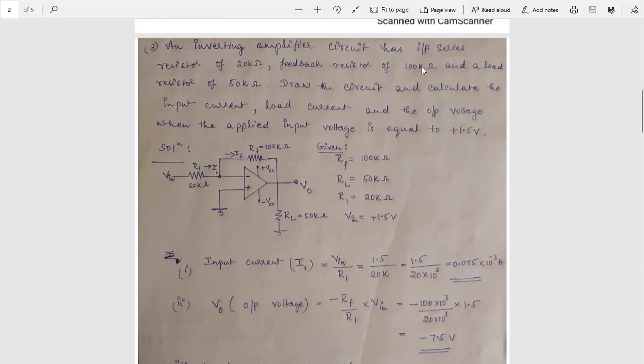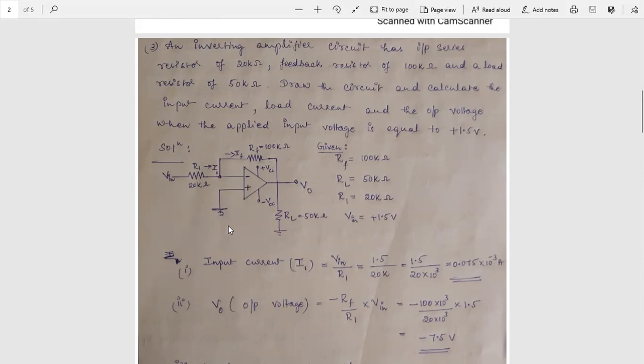So here in this problem, input series resistor is R1. R1 is equal to 20 kilo ohm. Feedback resistor RF is equal to 100 kilo ohm and load resistor RL is equal to 50 kilo ohm. So in the inverting amplifier, input is given to the inverting terminal of the op-amp and non-inverting terminal is grounded.